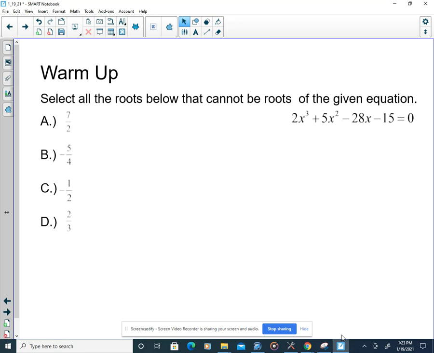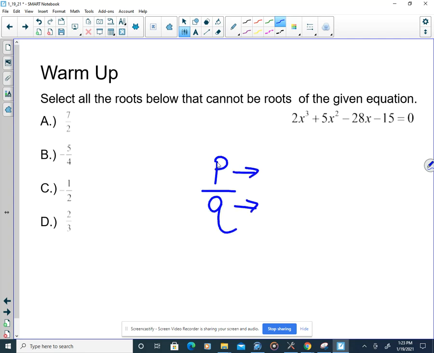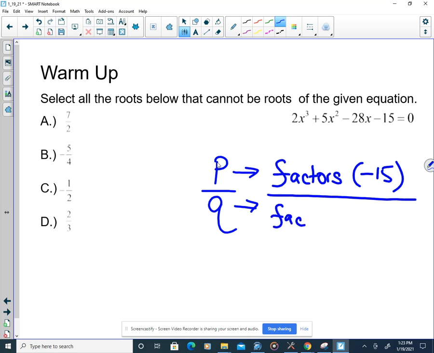Well, these are all rational, so we can use the rational root theorem. That means we can write in the form P over Q. What's true about P? It has to be factors of your what? Your constant term, which is negative 15 on this equation. And then the bottom, the denominator, has to be factors of your leading coefficient. And on this equation, my leading coefficient is 2.